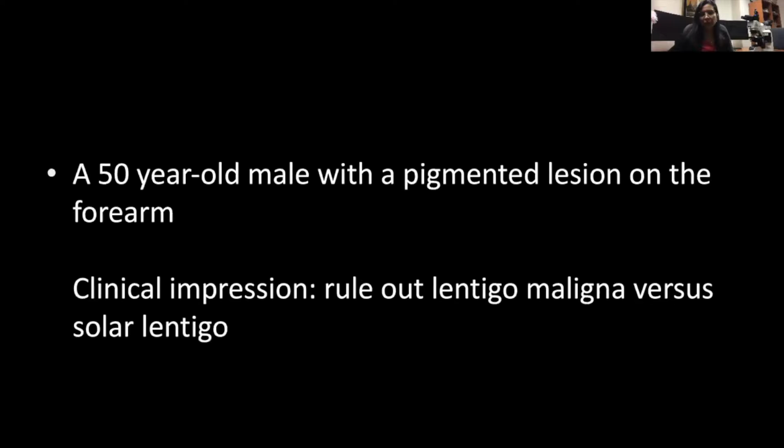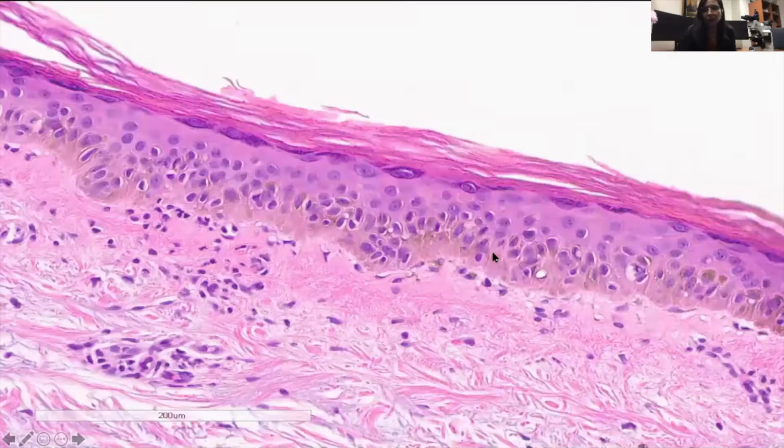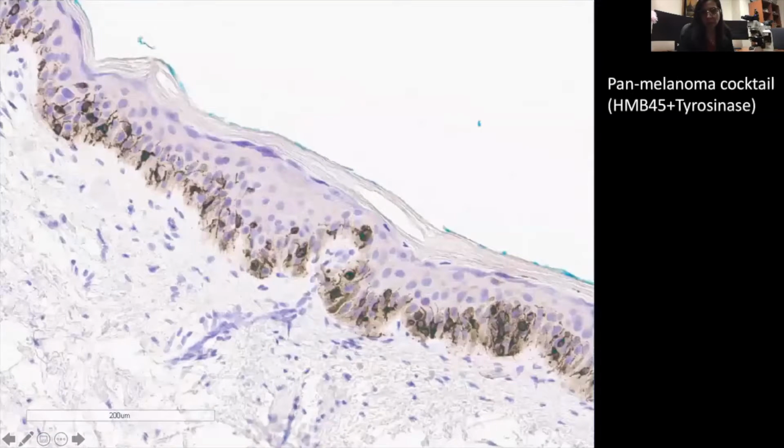Okay, let me move to a case presentation. It's a 50 years old male with a pigmented lesion on the forehead, and the clinical impression was rule out lentigo maligna versus solar lentigo. So here in low power, one can appreciate hyperpigmentation of basal keratinocytes. And then here in the high power, again, highlighting the hyperpigmentation of basal cells. It can be melanocytes or it can be melanophages. We cannot be sure. So here we did the pan-melanoma cocktail, including HMB45 and tyrosinase.